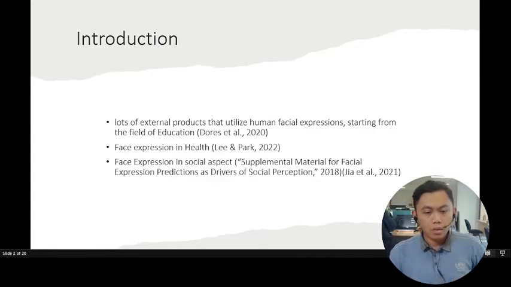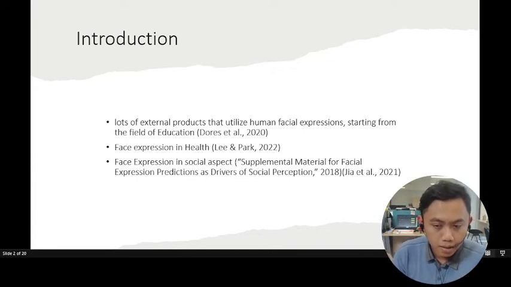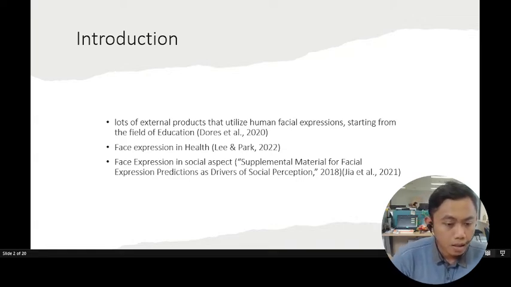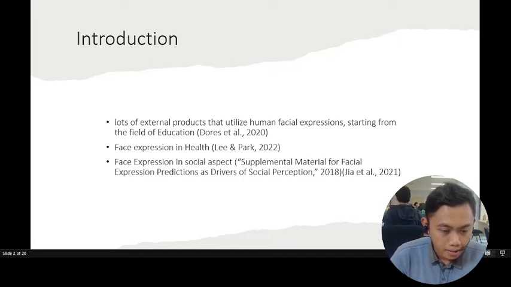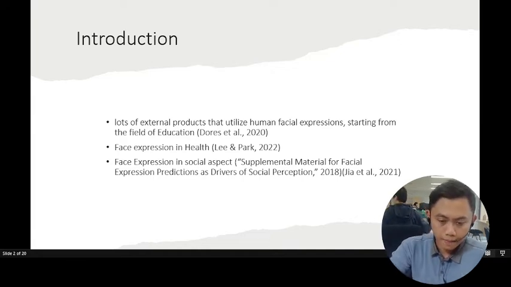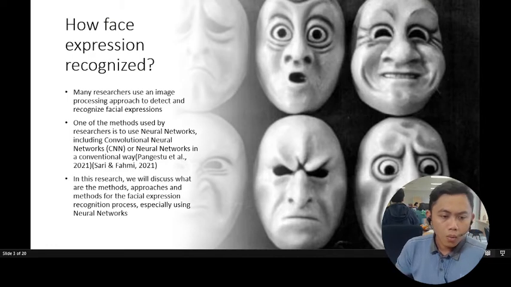So, why face expressions? There are three main reasons why I'm here to share about my research about face expressions. First, a lot of external projects utilize human facial expressions, starting from the field of education. The second is in health, and the third is face expression in social aspects.